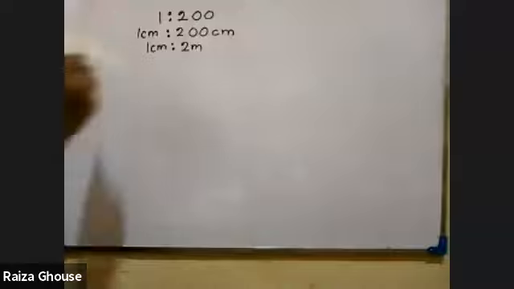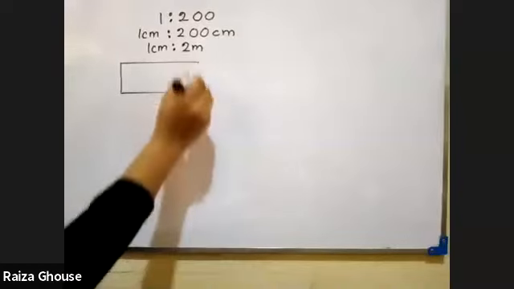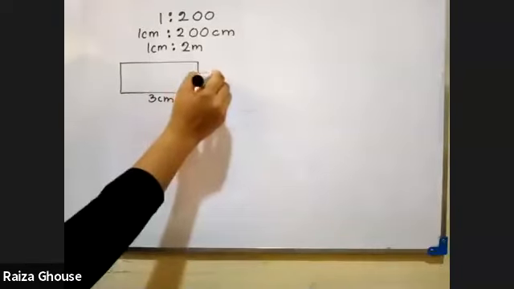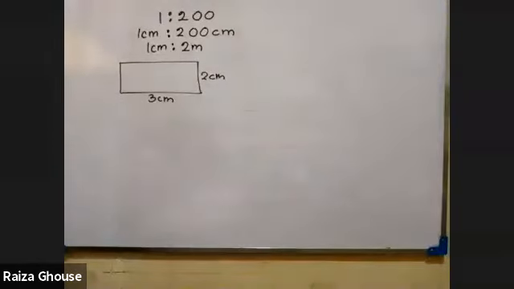Okay. Now they have given you a rectangle with length 3 centimeter and the breadth is 2 centimeter. Now my Roman number 1 question is: find the actual length represented by 1 centimeter according to the given scale. That means I am asking you what is the real length represented by 1 centimeter in your diagram. I want the real length in meters.